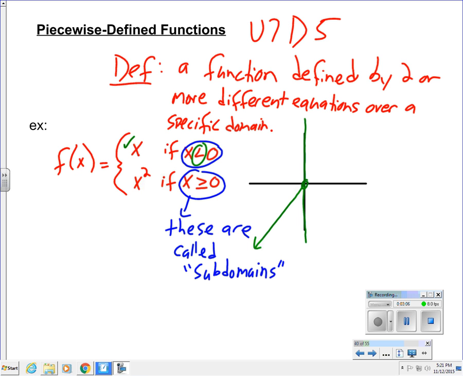For the second part of the domain, it says x squared if x is greater than or equal to 0. So starting at 0, going on out to the right, we graph the function y equals x squared, the parent quadratic function. So this is just an example of what a piecewise-defined function will look like. You can have two of these, you can have more than two of these. Depending on where your x value is, you're going to evaluate the function differently.